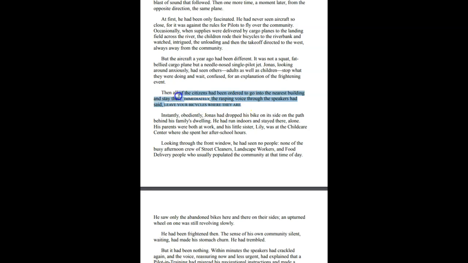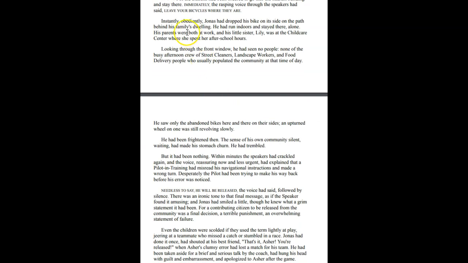Okay, so I'm thinking, why are they riding bicycles? And where is this voice coming from? What is this voice? And we're still in this flashback a year ago.